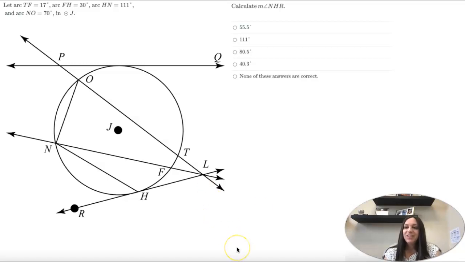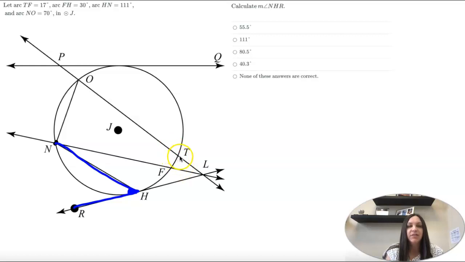Okay, let's look at section 1.5. There's a couple theorems in here about arcs and angles that we'll go over. First, we want to calculate the measure of the angle N to H to R. So this angle, and then we're given a lot of information that we don't need. Okay, that's what happens in these problems.